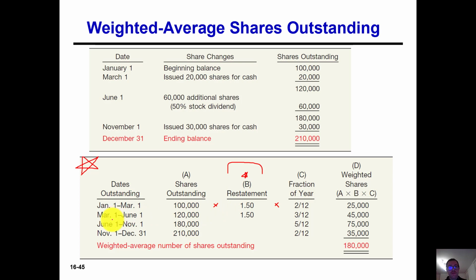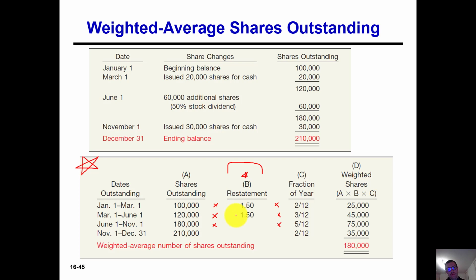Next thing we do is say March 1st, we issued 20,000. So now we have 120,000. And that lasted for 3 months until June 1st when we had the dividend. So March, April, May. So 3 months. Here's where you got to pay attention. Here on June 1st, you issued 60,000 more shares, but it was via a stock dividend. You have 180,000. Now that lasted for 5 months until November 1st when you had additional issuance there. So June, July, August, September, October, 5 months.